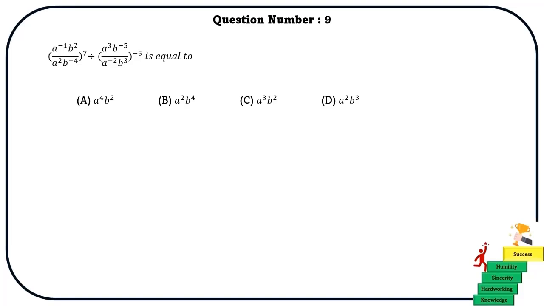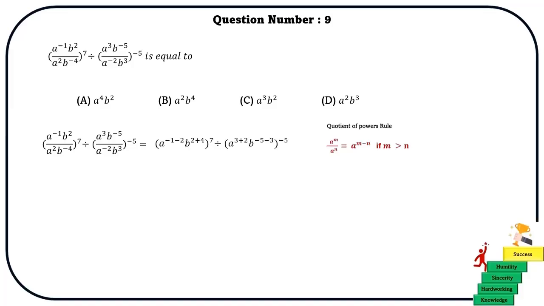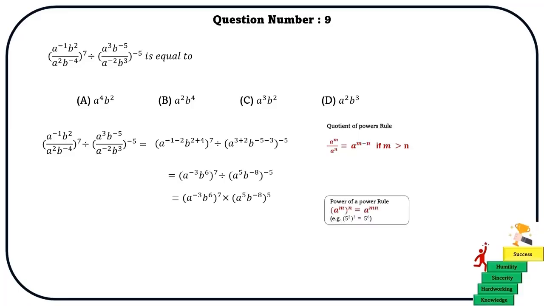Question number 9. Solve the expression. First, let us use the quotient of powers rule and bring all the terms in the denominator to the numerator. Then, using the power of a power rule, we can simplify it further. Now the answer will be a to the power 4 b square.